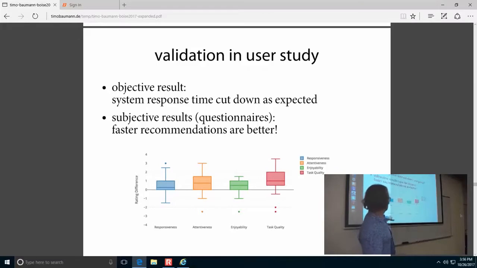But we also asked a lot of questions. And now we see significant differences in terms of the responsiveness, the attentiveness, the enjoyability, and particularly, which triggered the title of today's talk, the task quality. People preferred the movies that were recommended by the faster system over the movies recommended by the slower systems, although we haven't done anything with the movie recommendation. So this is an interesting aspect when you're designing dialogue systems and you want to have users report good performance of your system or good task performance: make it faster.